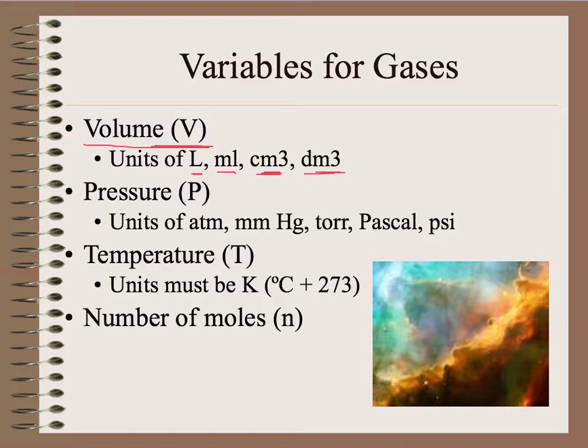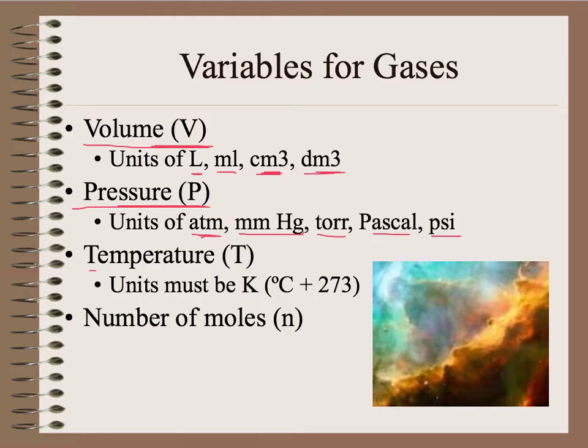The pressure can also be changed. Pressure is P, and the units are atmospheres, ATM, millimeters of mercury, torr, Pascal, and PSI. There's also something called kilopascal too.